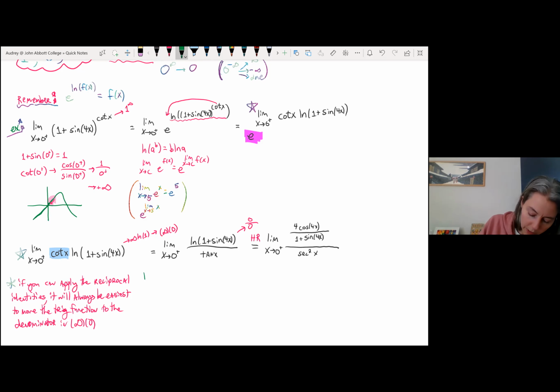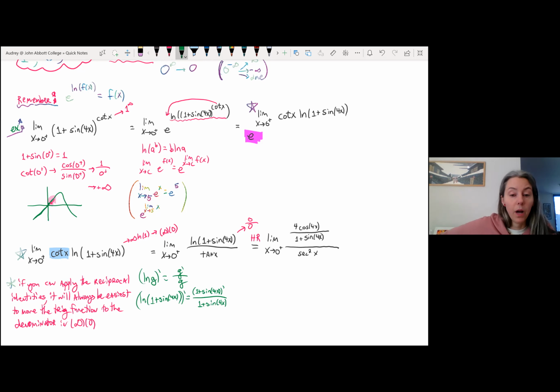So just to remind you of how we did the denominator, the derivative of natural log of g is equal to g prime over g. So the derivative of ln of 1 plus sine of 4x is the derivative of 1 plus sine of 4x over 1 plus sine of 4x. Okay, now I could plug in. And if I plug in, I might get to an answer, but right now having it in this form is a little bit hard to look at with all of those fractions.